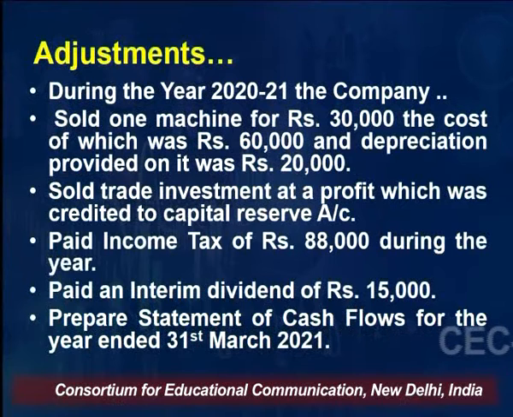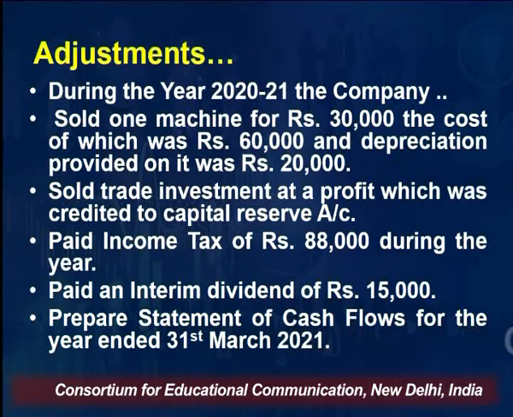Paid income tax of rupees 88,000 during the year. This will be useful when we shall open provision for taxation account. Paid an interim dividend of rupees 15,000. There is no mention of final dividend. So interim dividend of rupees 15,000. Prepare a statement of cash flow for the year ended 31st March 2021.